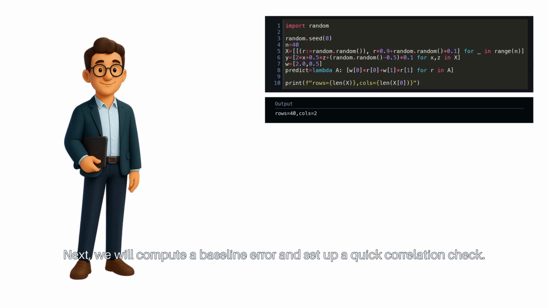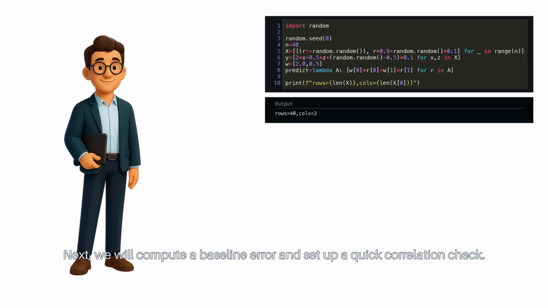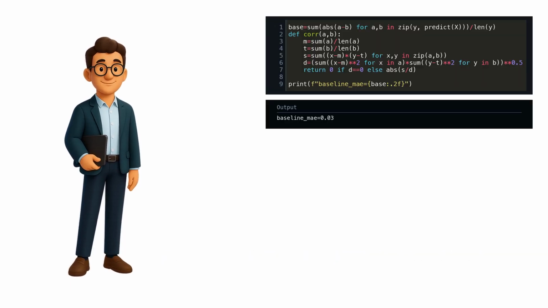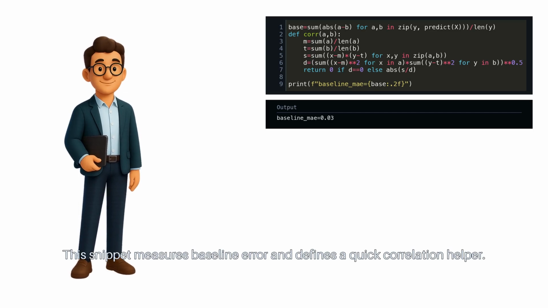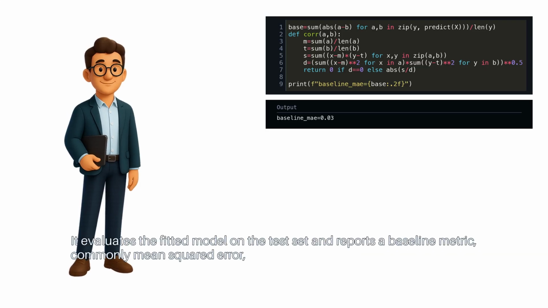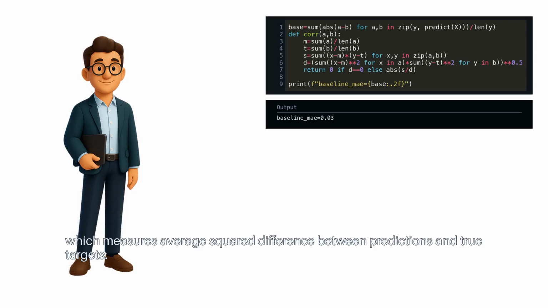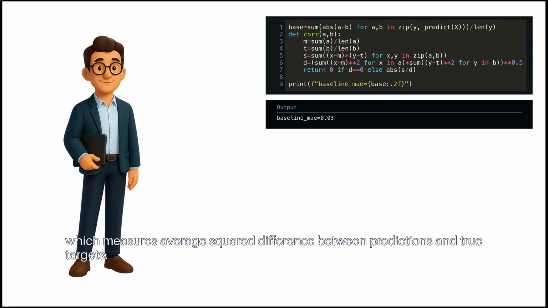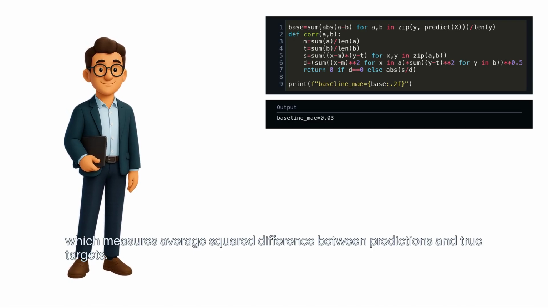Next, we will compute a baseline error and set up a quick correlation check. This snippet measures baseline error and defines a quick correlation helper. It evaluates the fitted model on the test set and reports a baseline metric, commonly mean squared error, which measures average squared difference between predictions and true targets.